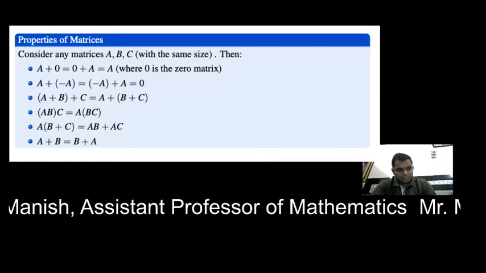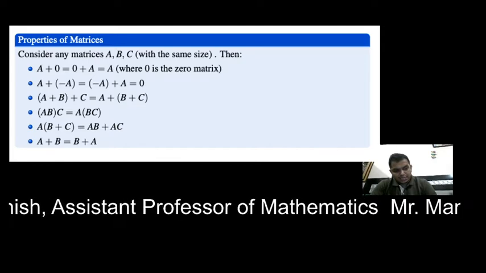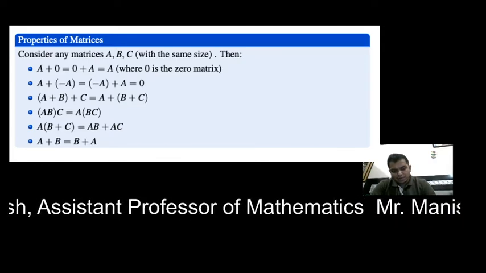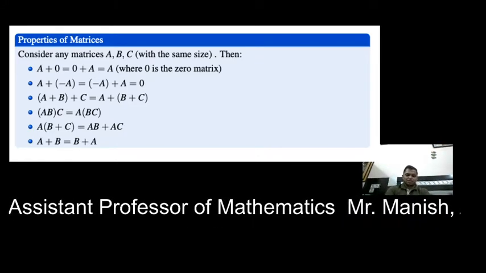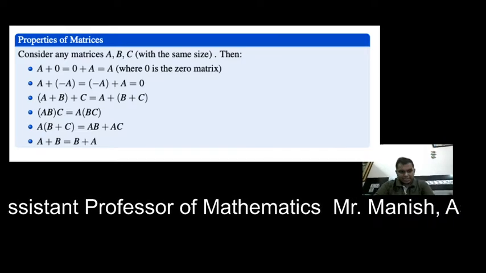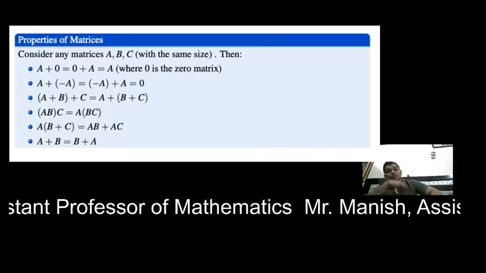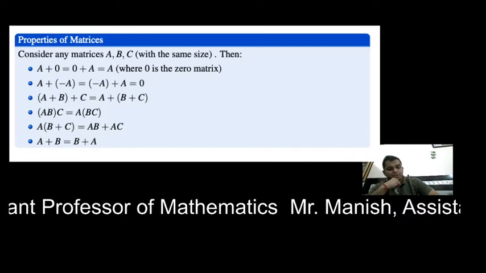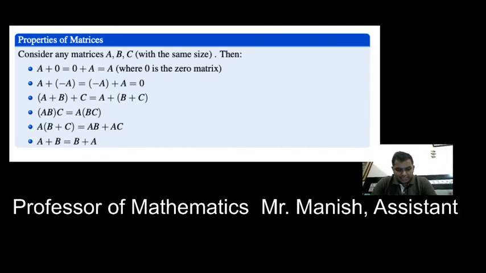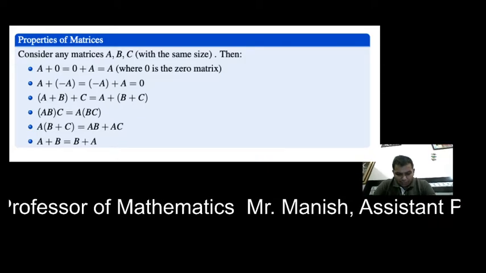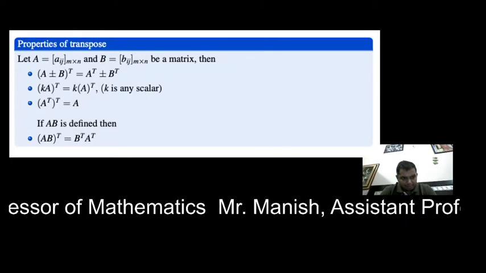The fifth property is the distributive property, meaning if we add two matrices and then multiply by A, that will be equal to AB plus AC. And the last property is A plus B is equal to B plus A, meaning in matrix addition the commutative property holds, so we can add any two matrices in any order. A plus B is equal to B plus A. So these are some basic properties of matrices. Next, we explain the concept of matrices with some examples.